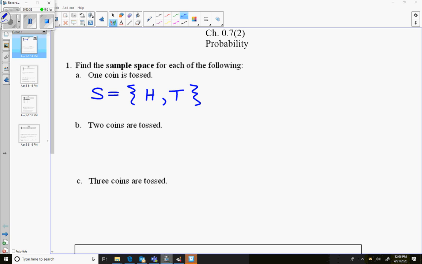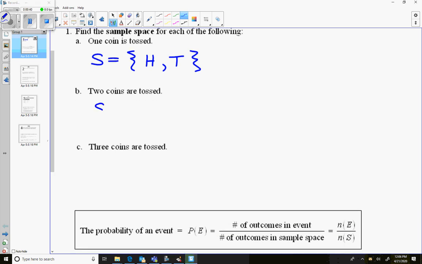What if two coins are tossed? Well, the first one could be heads and the second one heads. First one heads, second one tails. That's all with the first one being heads. First one could be tails followed by heads. Or it could be tails and tails. So that is our sample space. So there are four possible things that could happen if the two coins are tossed.